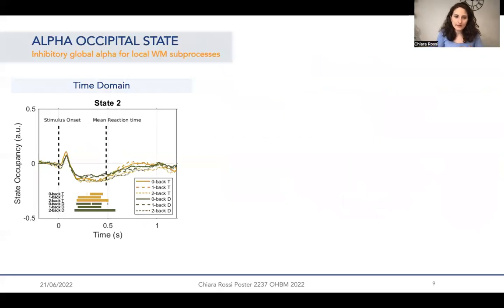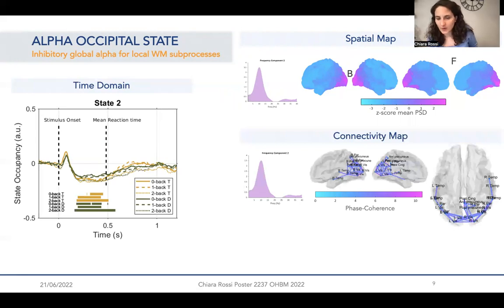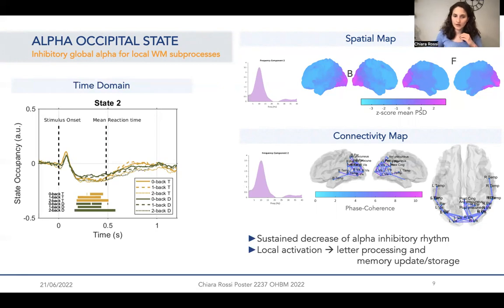The second state deactivates significantly between 250 and 500 milliseconds and is characterized by a spatial map that shows a peak of alpha power in the occipital regions. The connectivity map also shows a network that involves occipital regions that synchronize in the alpha band. The sustained decrease in alpha power in the occipital regions likely reflects the letter processing in these regions as well, as the alpha power is again inhibitory.